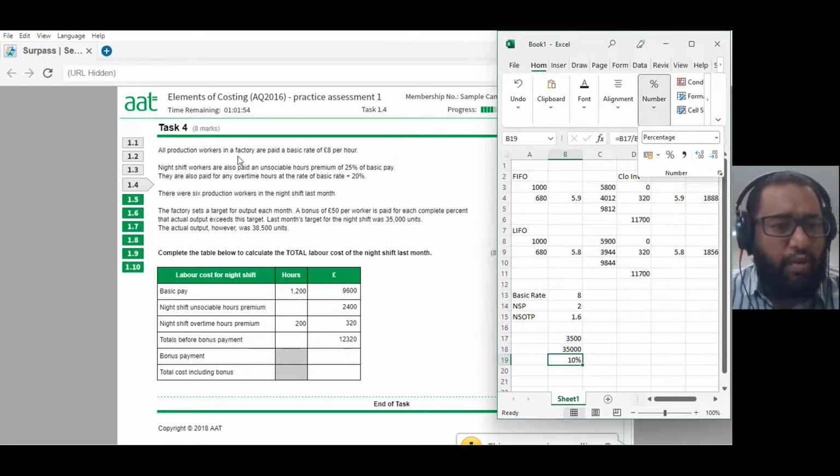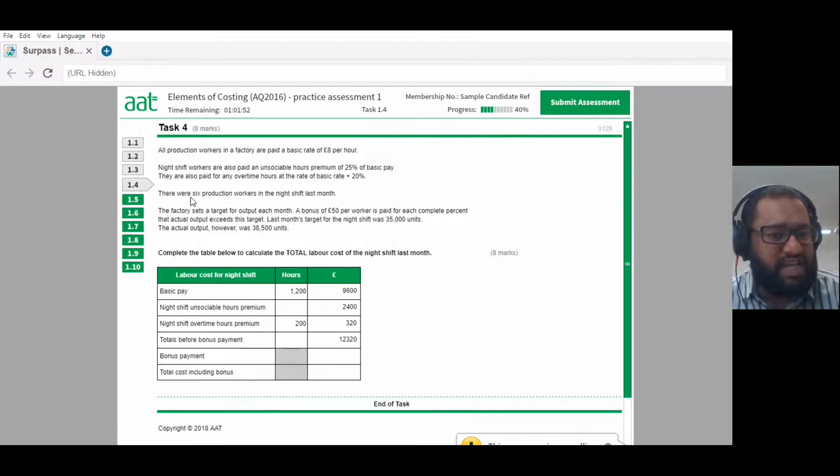Okay, so how many workers do they have there? They have 6 production workers, and 6 multiplied by 50 is 300 pounds. And the bonus is going to be 300 multiplied by 10%. Means you see here, every 1% they have 300 pounds. So it's going to be 3,000 pounds bonus.